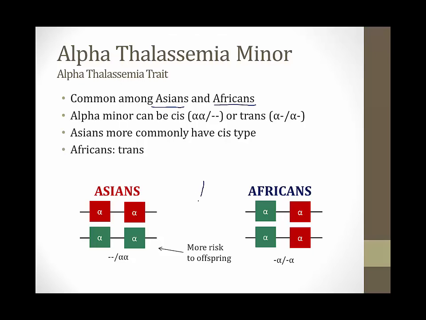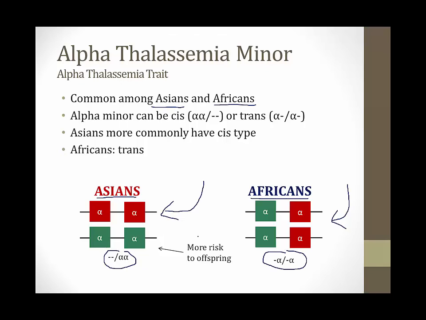You can be missing both alpha genes on one copy of chromosome 16, or you can be missing one alpha gene on each copy of chromosome 16. The format I've shown on the left side of the screen is called the cis configuration, and this is more common among Asians. The format I've shown on the right side of the screen is called the trans configuration, and that's more common among Africans.